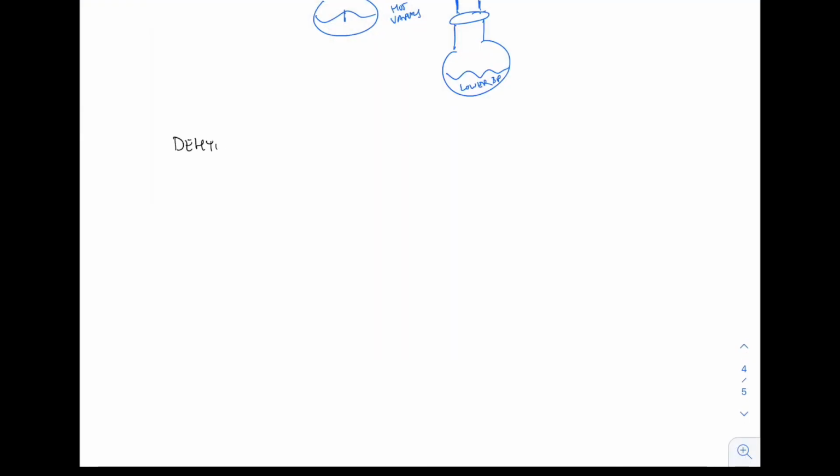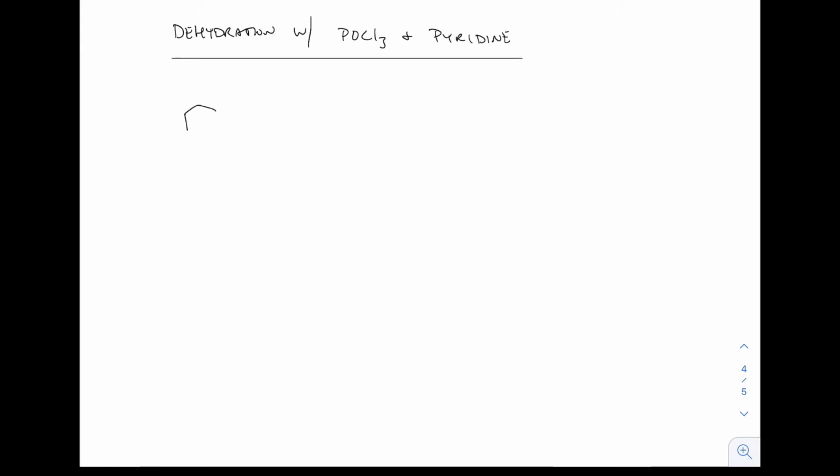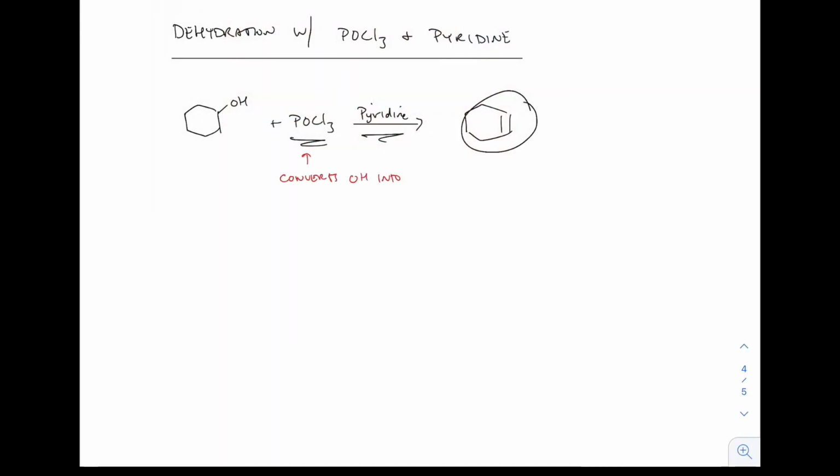Okay, moving on. So the other method is the dehydration with POCl3 and pyridine. Now, this is essentially the same idea. We have an alcohol, and we use POCl3 to convert the OH into a better leaving group. Okay, because we know hydroxides are terrible leaving groups, and so we do need POCl3 and pyridine to make that alkene. So if you see those, then you want to think alkene product.